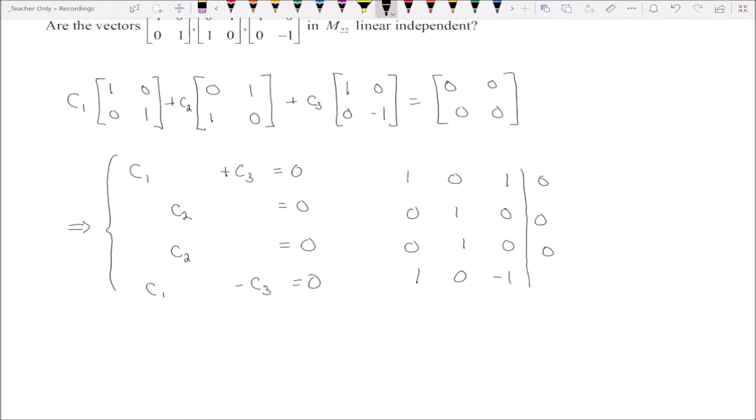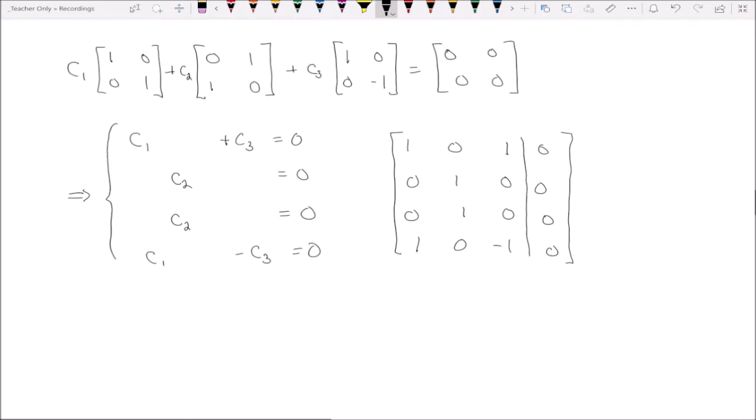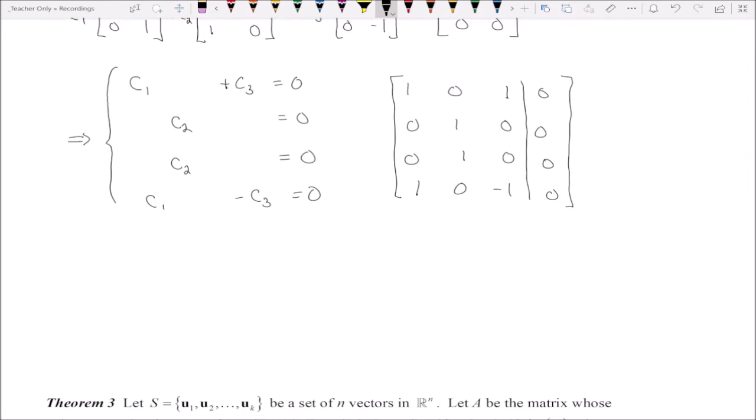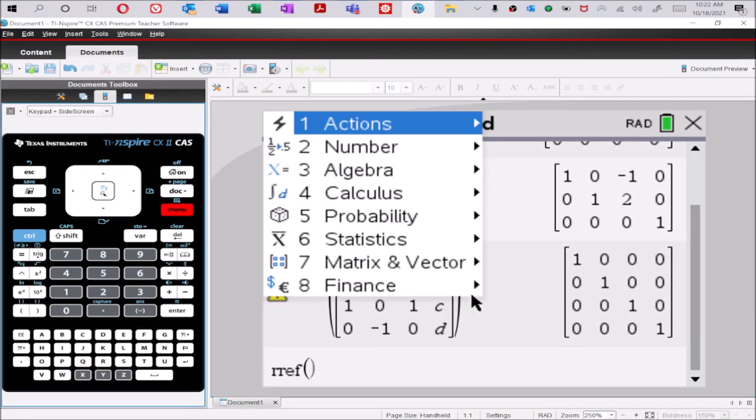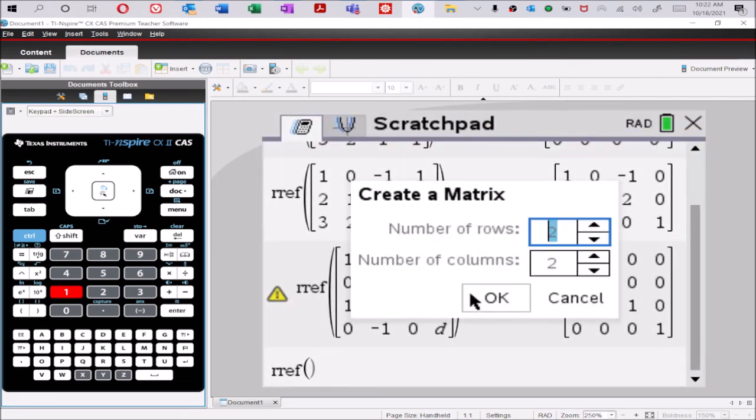And remember, we want to augment this with our vector. And we wish to RREF this. All right, so this time we have a 4 by 4 again.